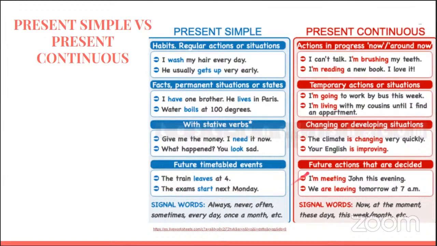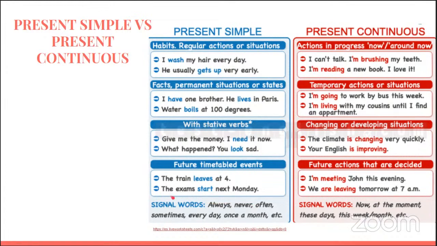Yes. And here, present continuous tense to express future actions that are decided. Here, I am meeting John this evening. We are leaving tomorrow at 7 a.m. Yes. And well, of course, we are going to have also signal words.